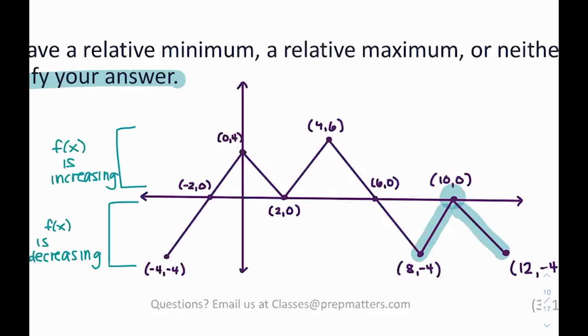We do not have a minimum or maximum because we are not changing from increasing to decreasing or decreasing to increasing. This function is decreasing, has a horizontal tangent, decreasing again. So it could look something like this, where it's decreasing, horizontal tangent, decreasing. That does not create an extreme value.